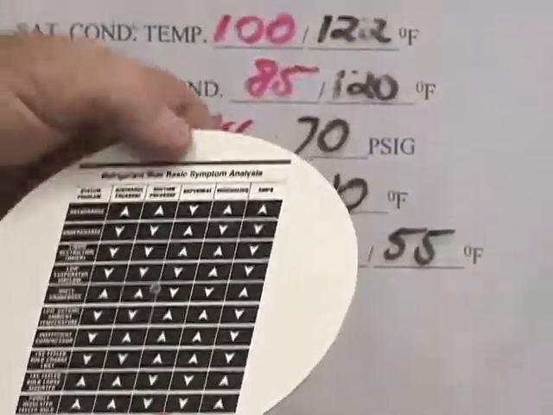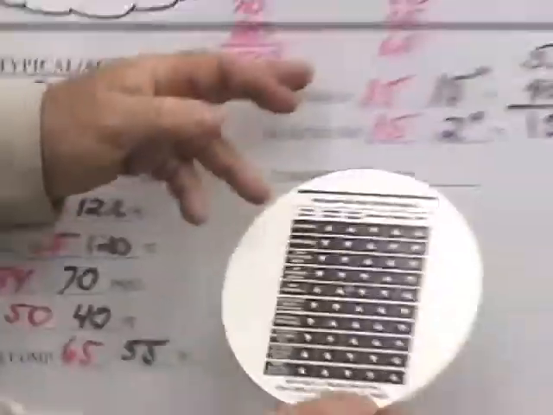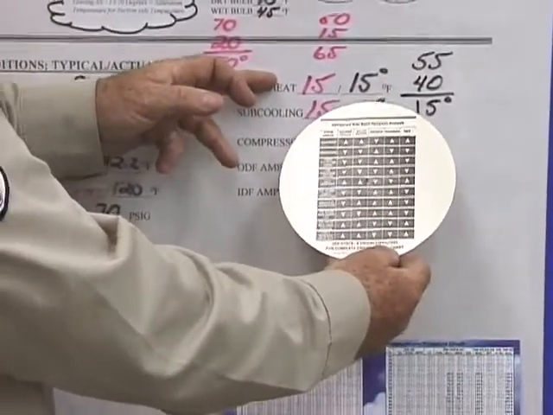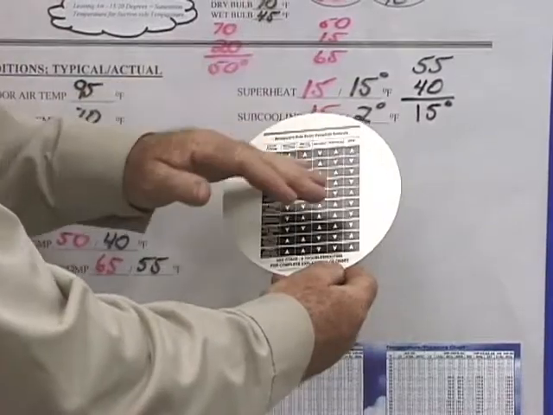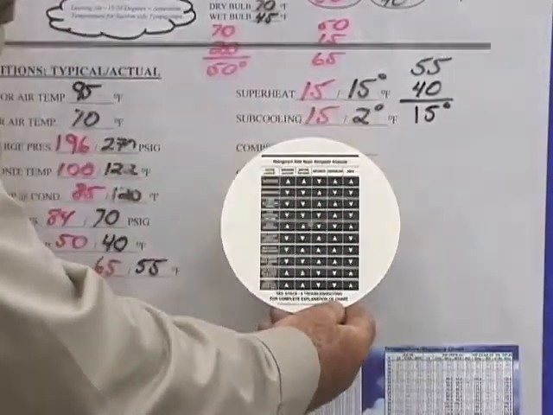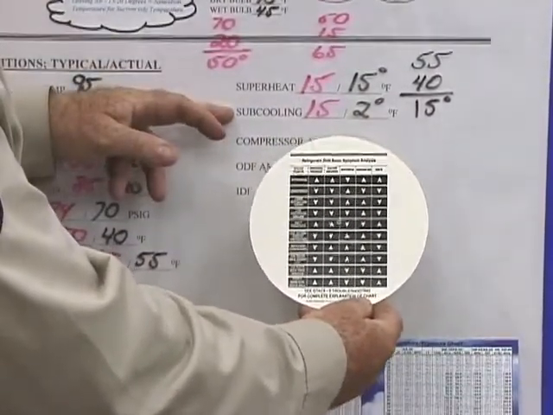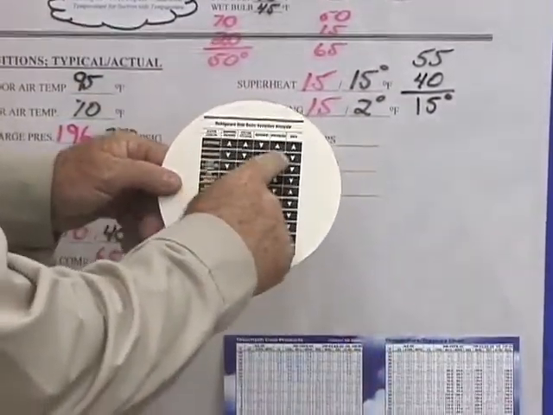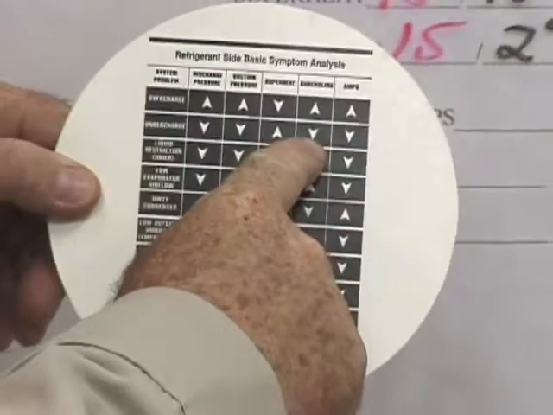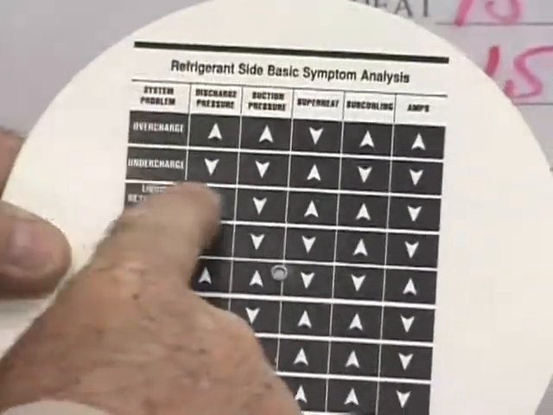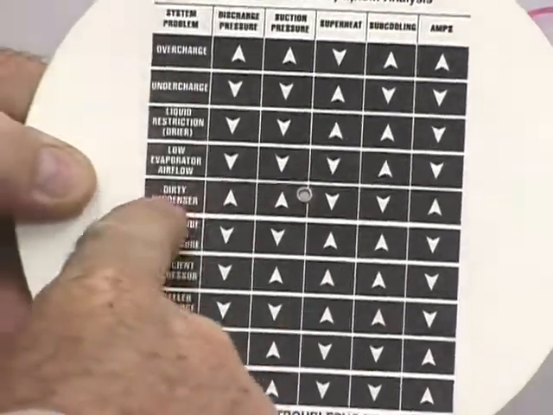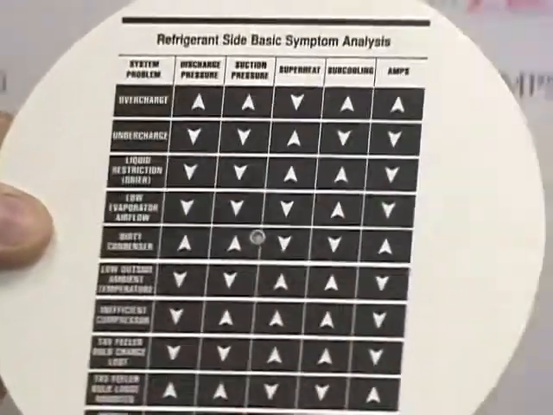So let's go find superheat. Well, superheat is where it's supposed to be, all right? So it doesn't fall in this card anywhere. And then subcooling is pretty low. So we look at subcooling and it says undercharged could be a possibility. Dirty condenser could be a possibility.